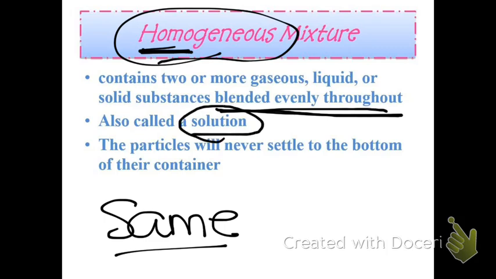Okay? And the particles will never settle at the bottom. That's the other thing too, once you mix them, they stay mixed. So those are some key components of homogeneous mixtures.